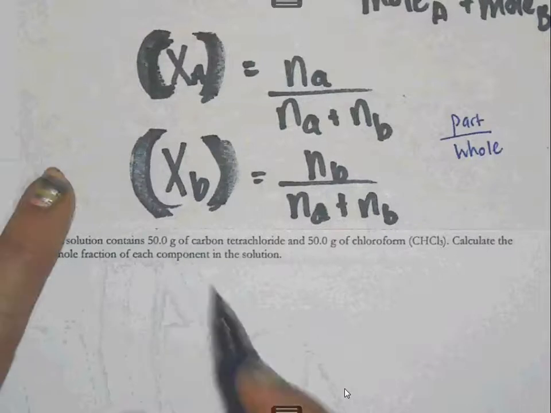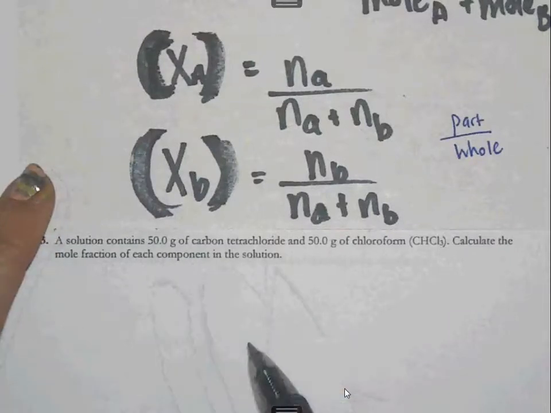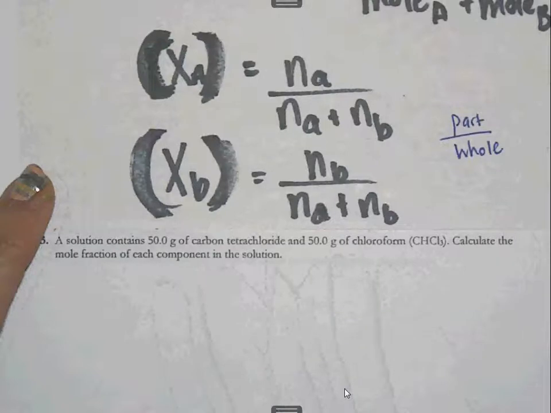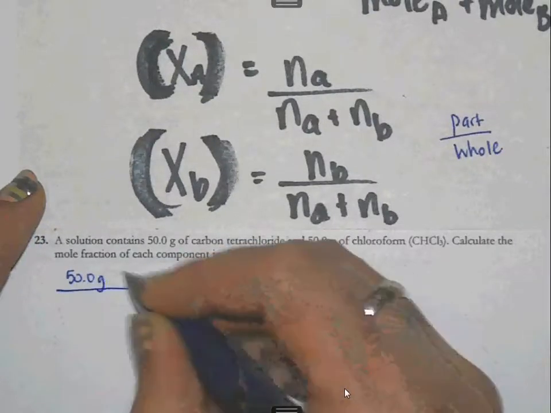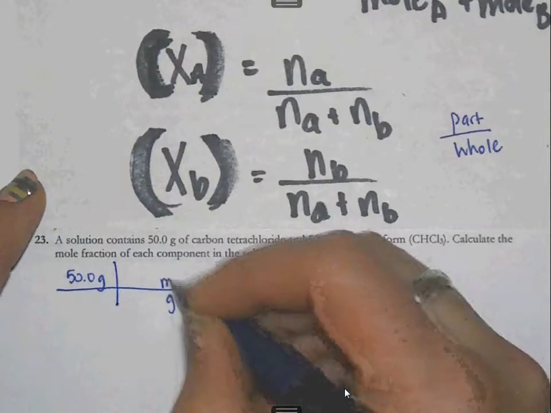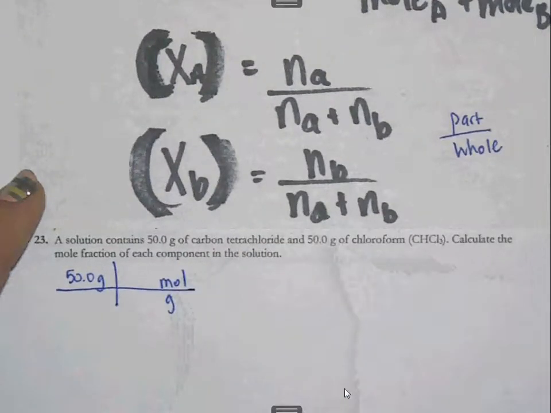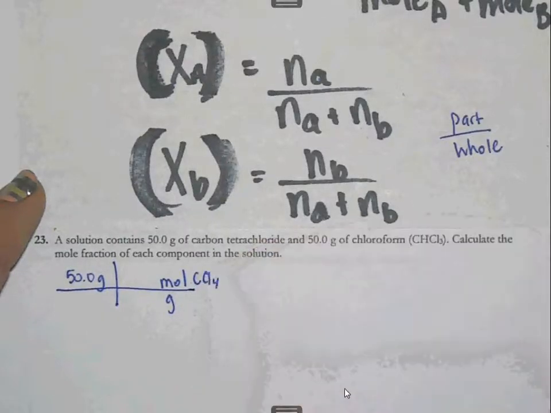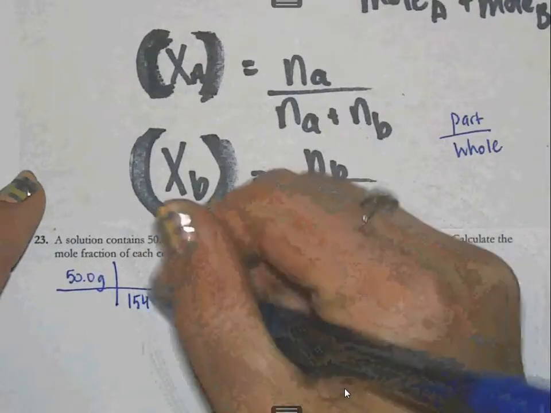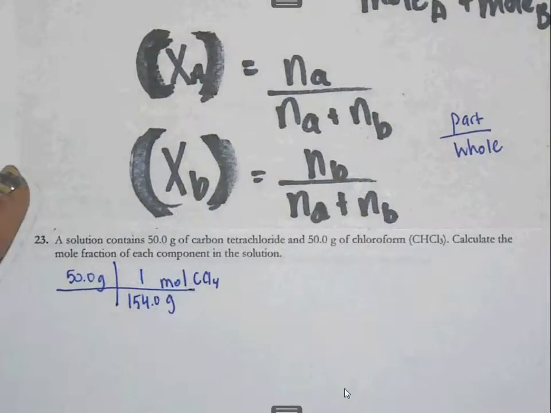So if I have 50 grams of carbon tetrachloride and 50 grams of chloroform, then the very first thing I'm going to have to do is some mole conversions to get this to be moles. So carbon tetrachloride is CCl4. Well, if you do a little calculating there, that's 35.5 times 4 plus 12. So this will have a mass of 154.0 grams per mole.